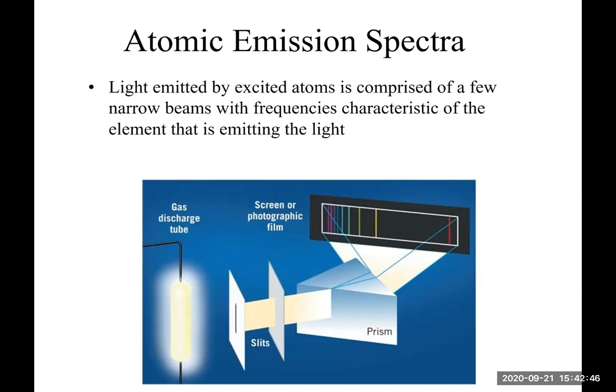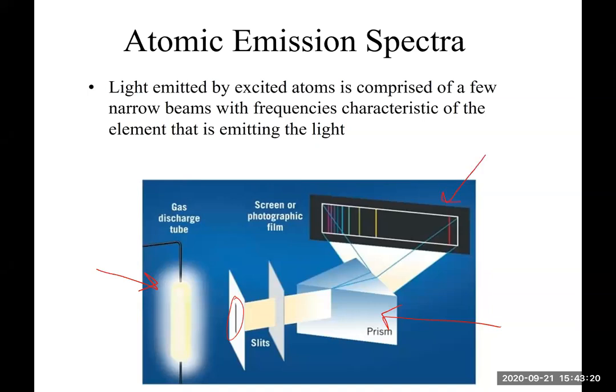There's your gas discharge tube over here. And they shined the gas discharge tube, which again has an electrical charge associated with it, and some gas in it. In this particular instance, the gas isn't labeled. But they shined the light onto these slits, and what those slits did is direct the light onto this prism over here. Now this prism results in a reflection onto a detector screen.